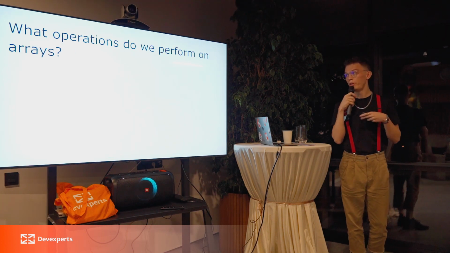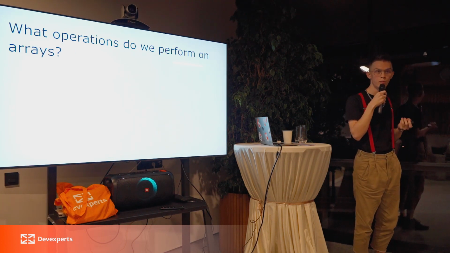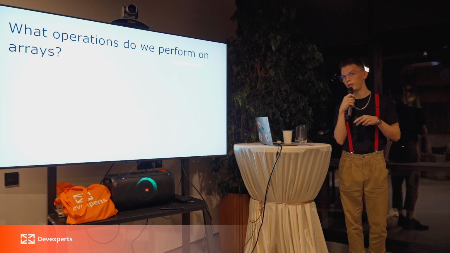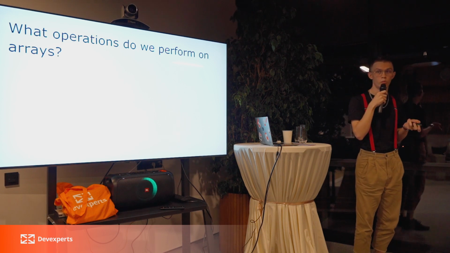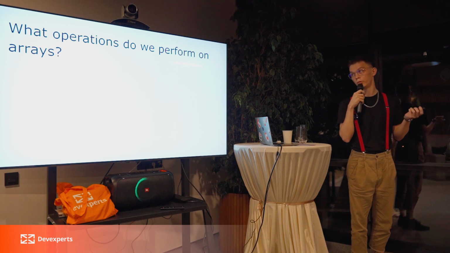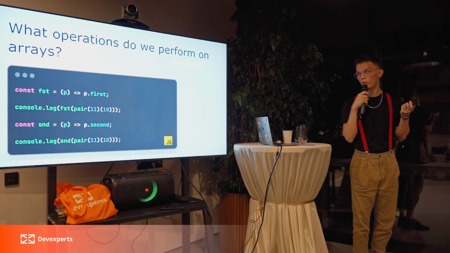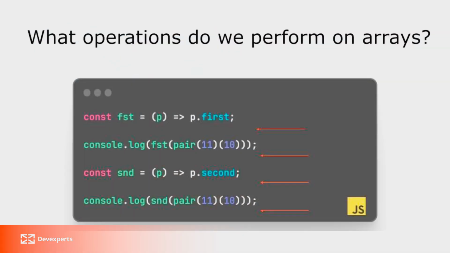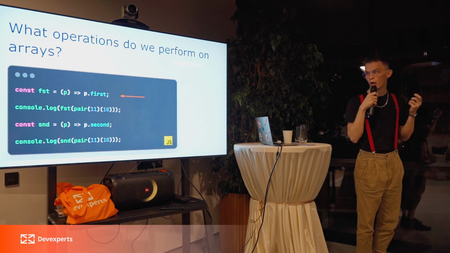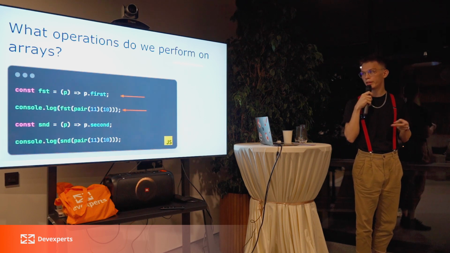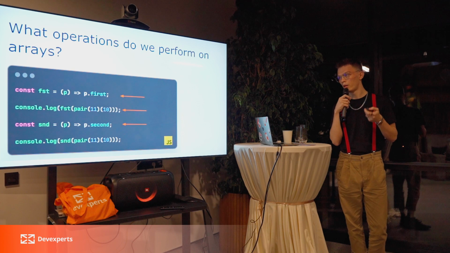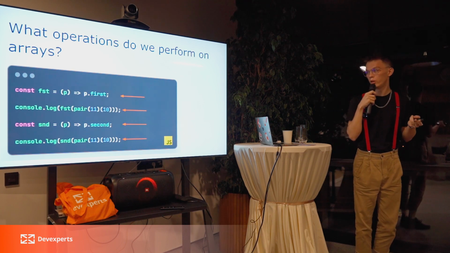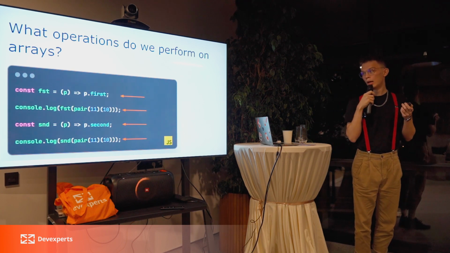So what operators do we perform on arrays? The first operators I can think of are some access operators. Here we have two functions, FST and SND, which take the first element and the second one. Like here, we will get number 11. And here we get number 10.